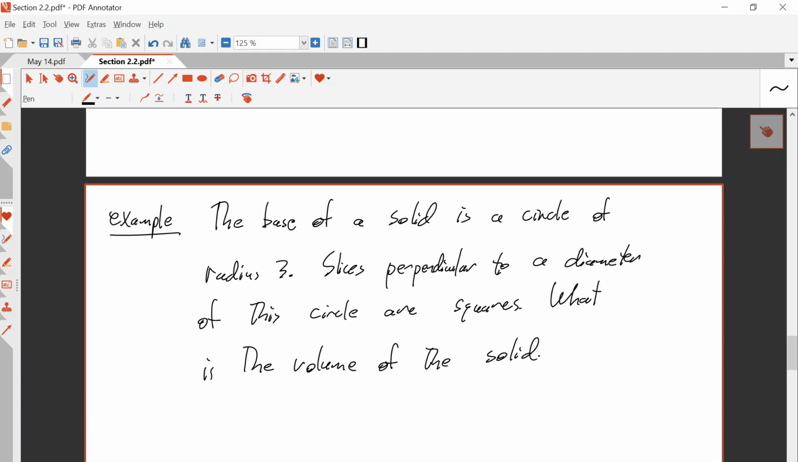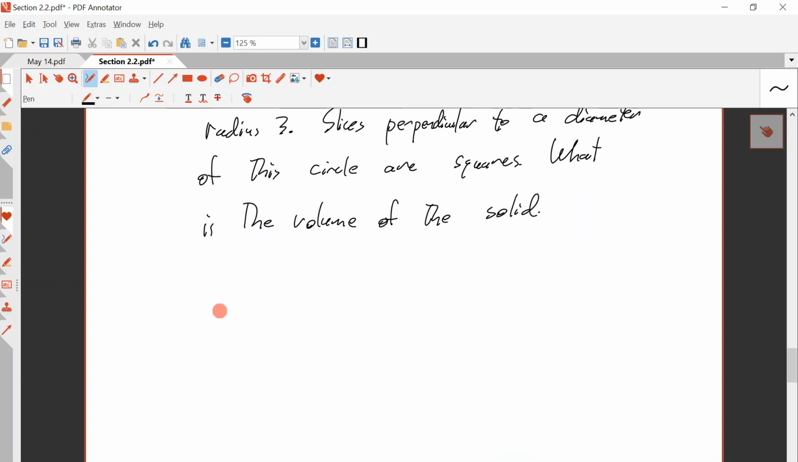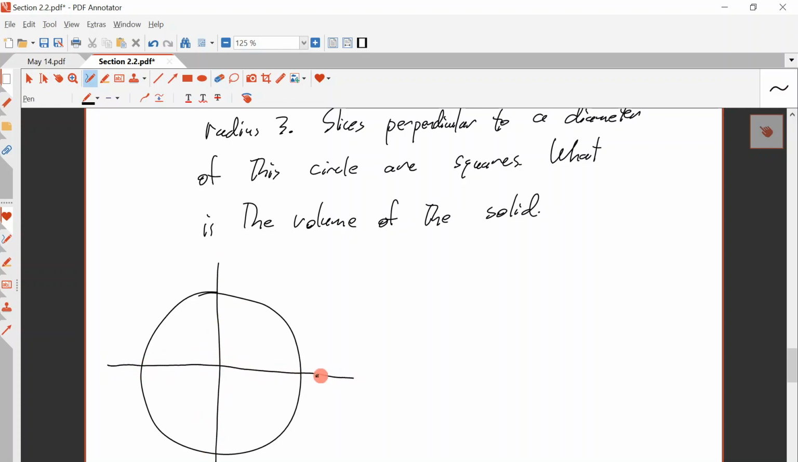Okay? I'm not going to draw what this thing looks like. I'm not interested in what the thing looks like, really. All I'm interested in is what the area of the perpendicular slices are. And I'm telling you that the perpendicular slices are squares, and the base of this solid is a circle. So let's take a look at that circle. So here's the base of the solid. It's a circle of radius 3.